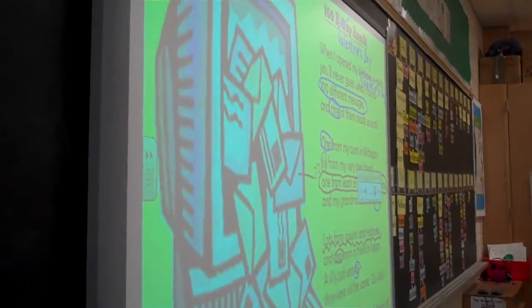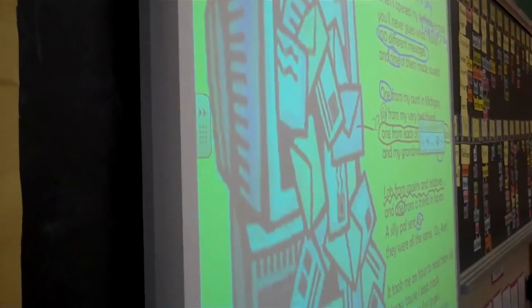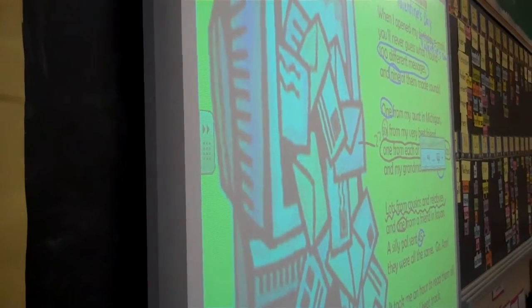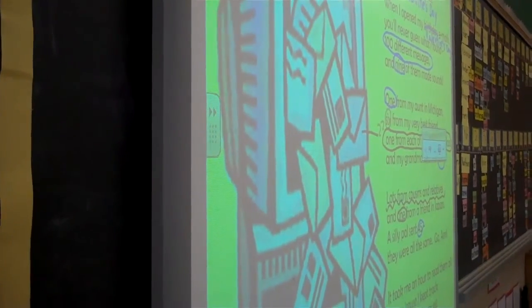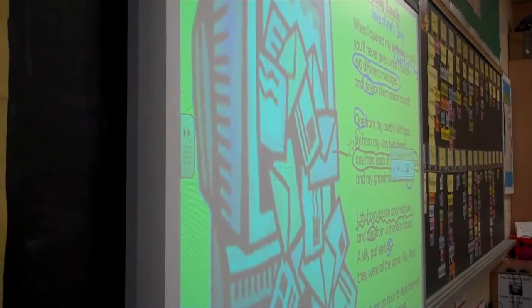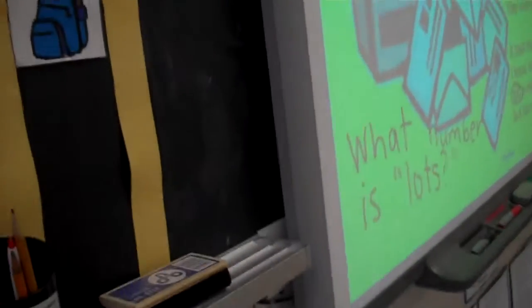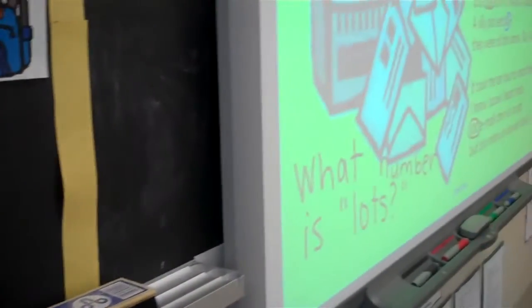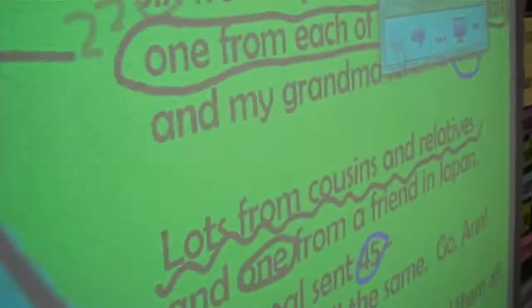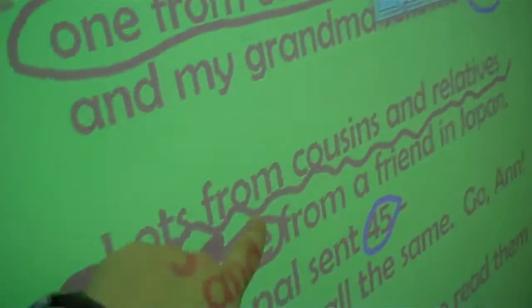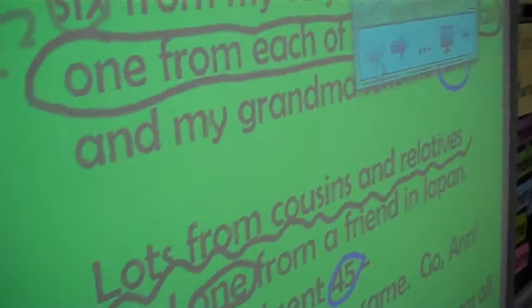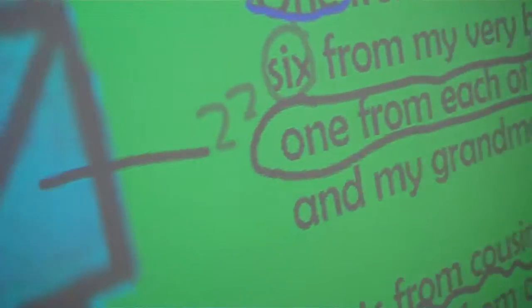So we just finished reading the poem, My 100 Birthday Emails, that we changed to 100 Valentine's Day emails for Valentine's Day. And as we were reading the poem, we decided that we were going to figure out the answer to this question. What number is lots? Because in the poem it says lots, but it doesn't tell us how many lots is.